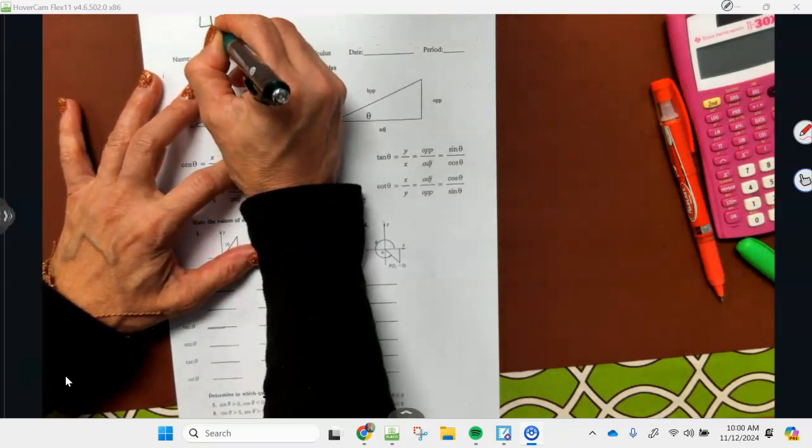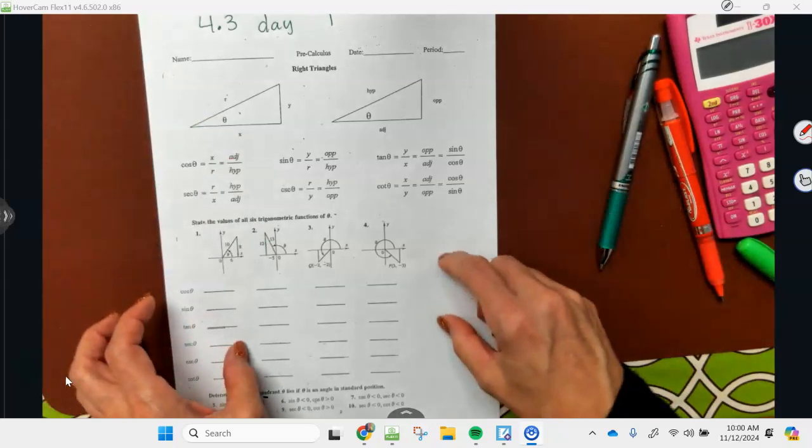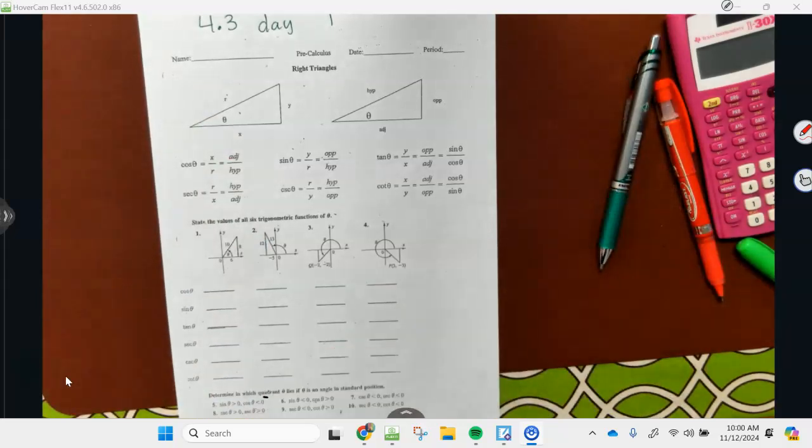All right, 4.3, day 1. So y'all, 4.2 was understanding parts of an angle, standard position, understanding and recognizing what theta was. We're about to drop those angles on a coordinate grid.